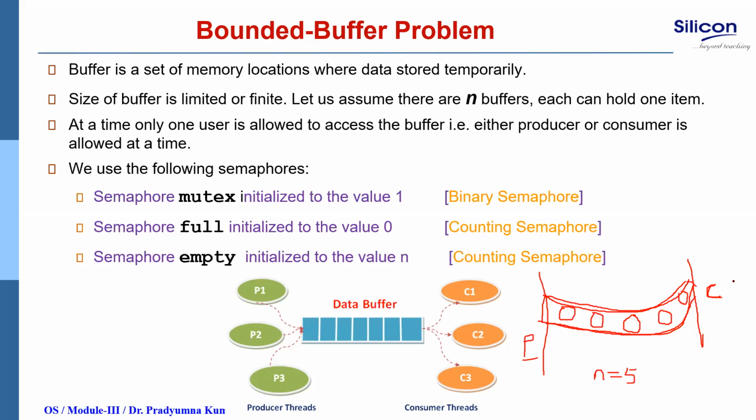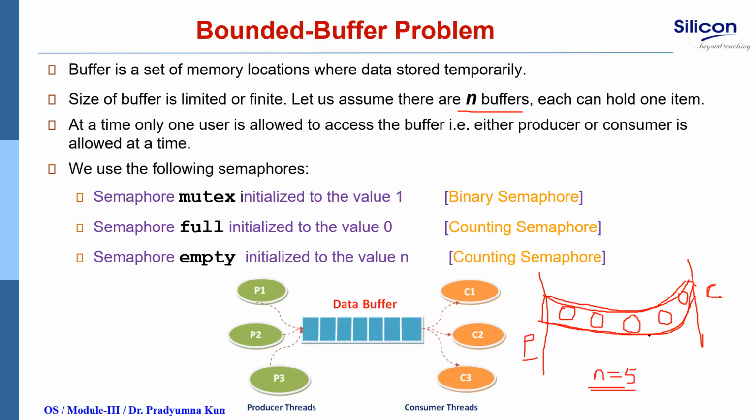So there are n buffers, n slots, right? A buffer is a set of memory locations where data is stored temporarily. The size of the buffer is limited, finite. So there are n buffers. In our case, it is 5. Each can hold one item. So at a time, only one user is allowed to access the buffer. Either the producer or the consumer can have access to this buffer.